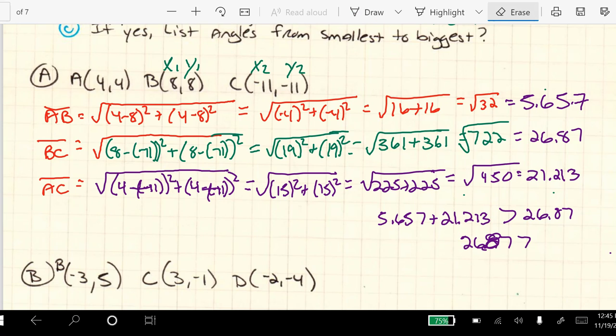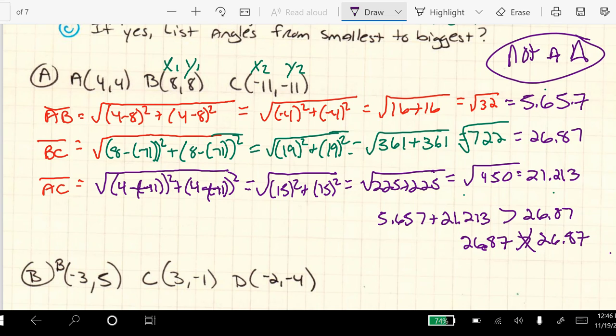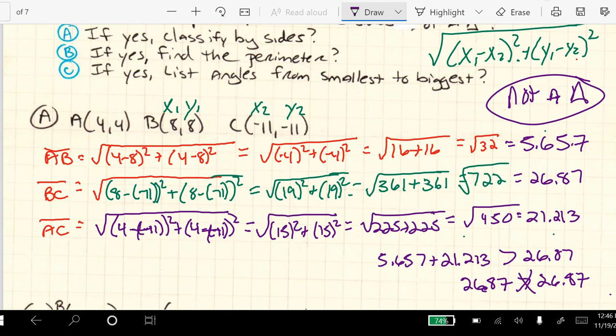So it's not greater than 26.87. Therefore, I'm going to have to say no, this is not a triangle. Again, it has to be greater. And since it is not a triangle, I would not do B. So say not possible. Make sure you address it in some type of way.